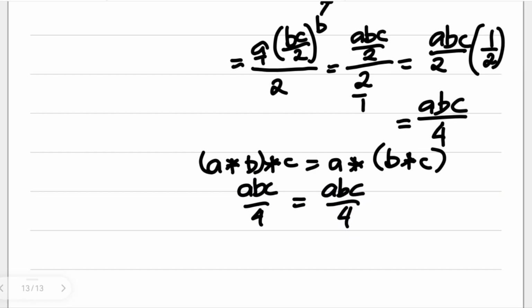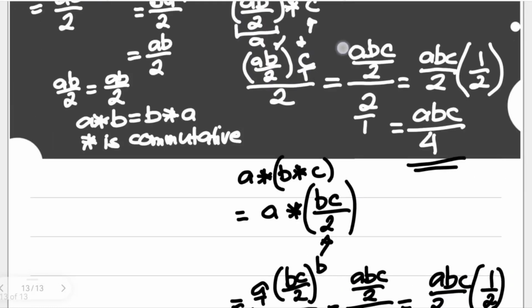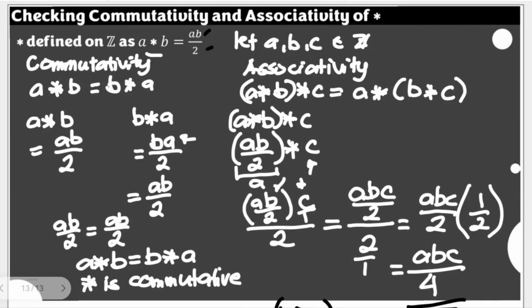With this in mind, we can say that star is also associative. In short, our star operation defined here on Z as A star B equal to AB over 2 is both commutative and associative. This is how we show commutativity and associativity of our star operation.